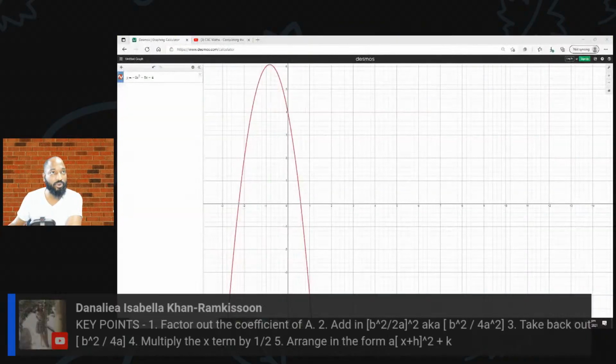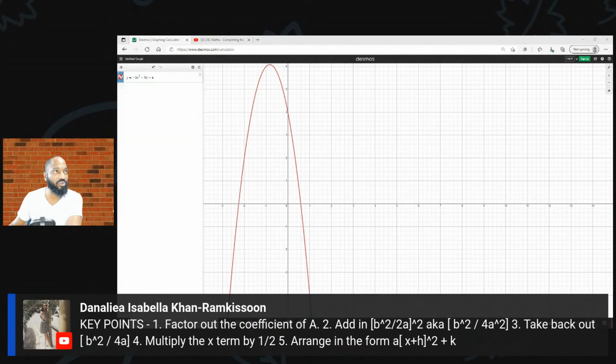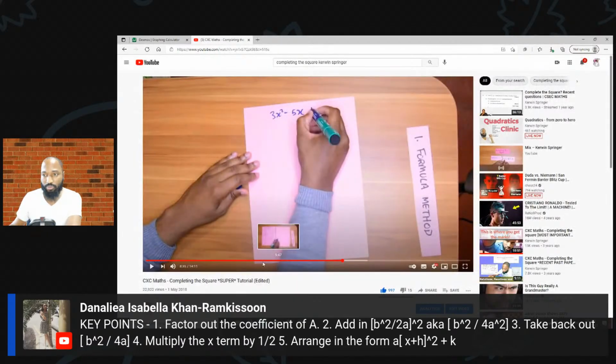Isabella giving us some key points here. Factor the coefficient of a, add in b squared and 2a squared. I don't like to give the formulae, aka b squared and 4a squared. In the video here, I gave the formula to kind of help. Take back all that, multiply the x term by 1 and by half. Yeah, arrange in the form right.